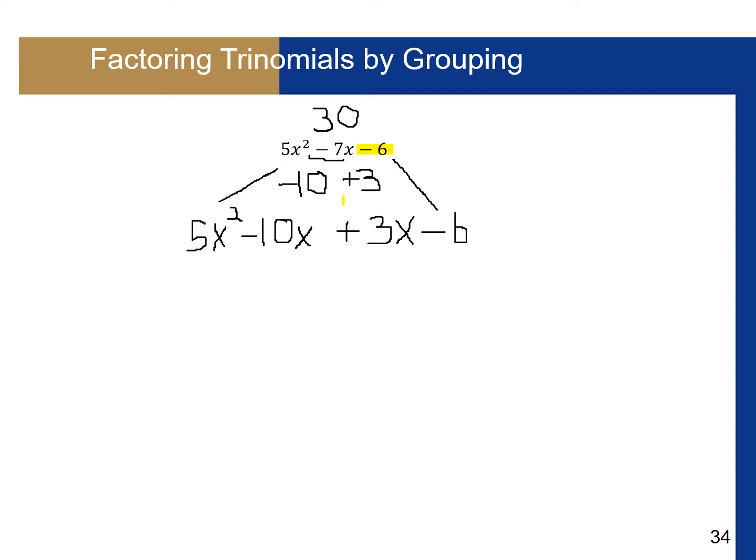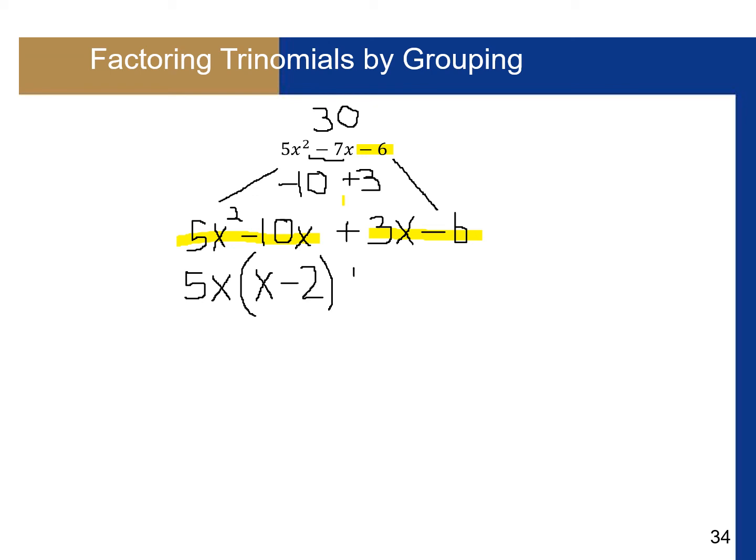I have factor by grouping, and factor by grouping was what we already went over. So I take my first two, and I say what's the same here in both. Then I'm going to take the second two and say what's the same in both. So let's take a look. First two, I see a 5x. So I'm going to take 5x out. And when I do that, what will I have left? I will have x minus 2.